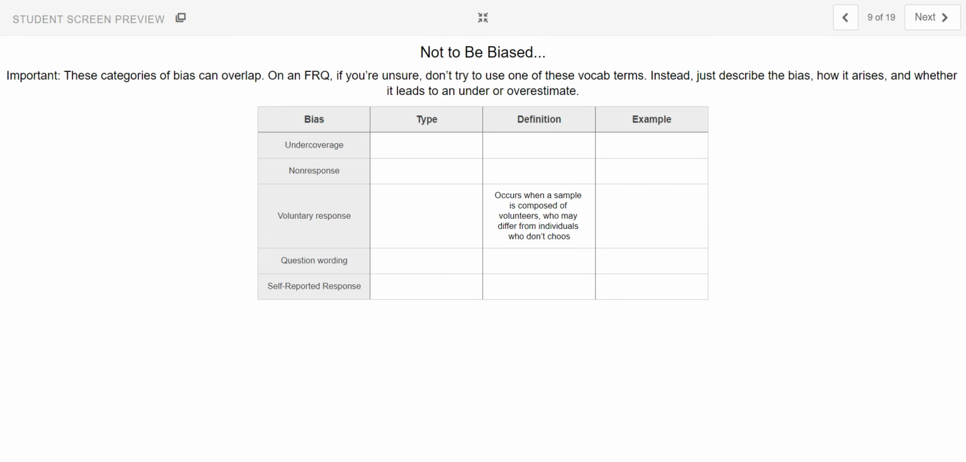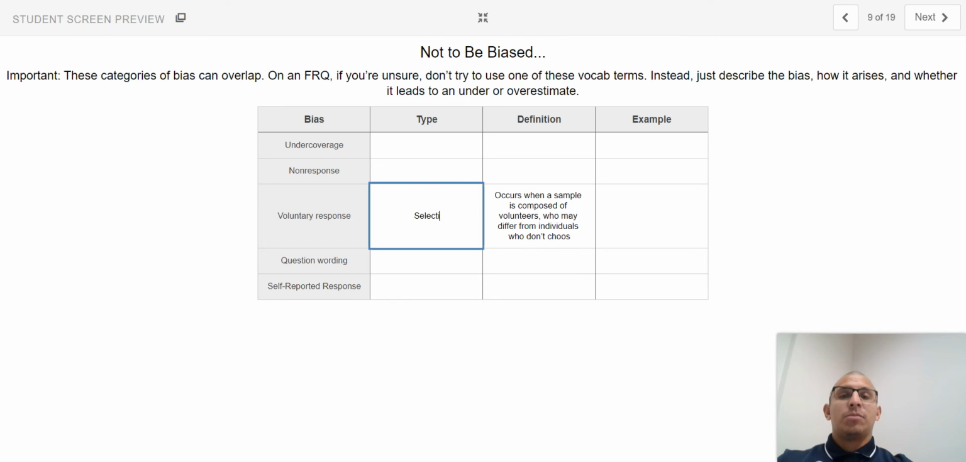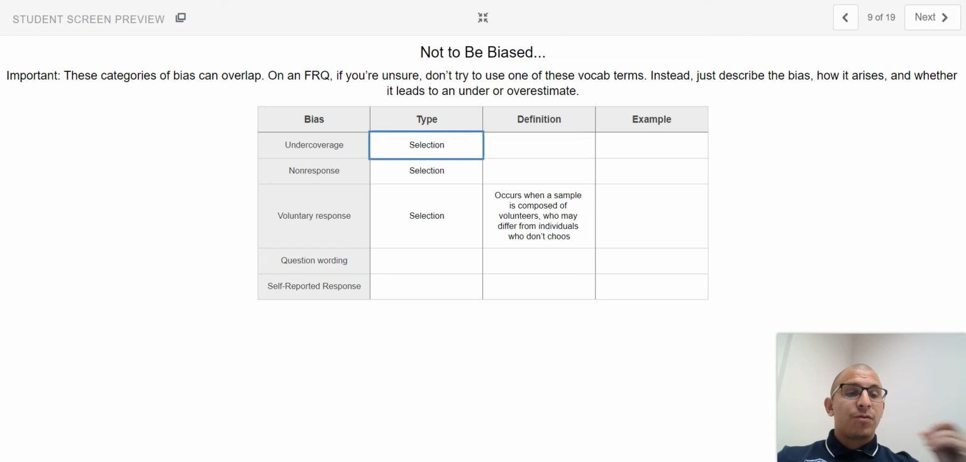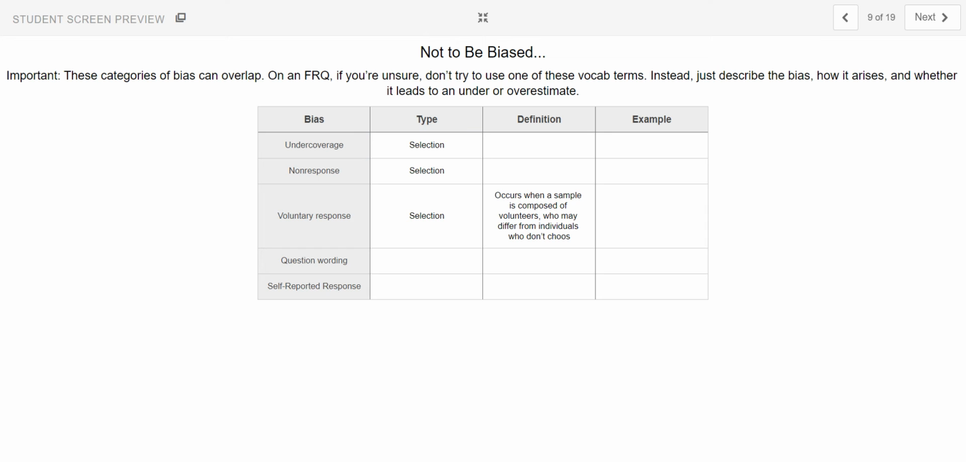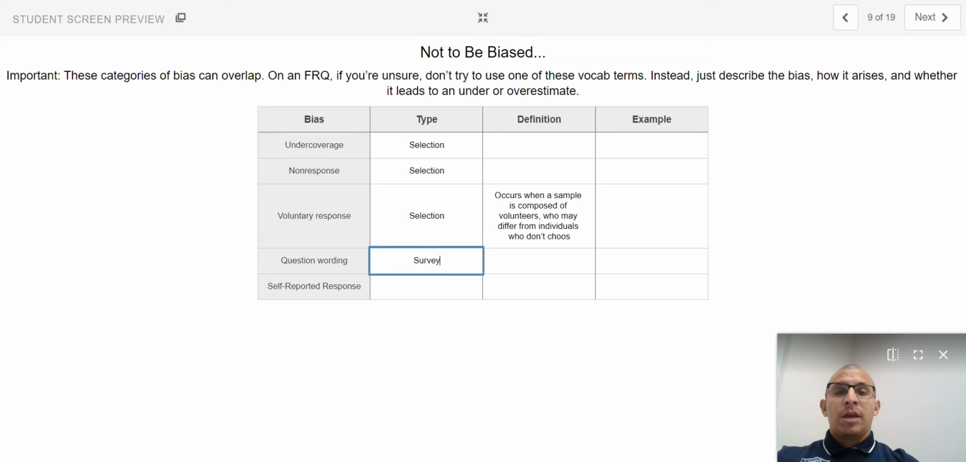This type of bias is considered selection bias, same as our non-response and undercoverage, right? All of these biases stemmed from our flawed selection technique in soliciting the responses that we had wanted. Now, these bottom two, question wording and self-reported response, would be an issue within the survey itself.